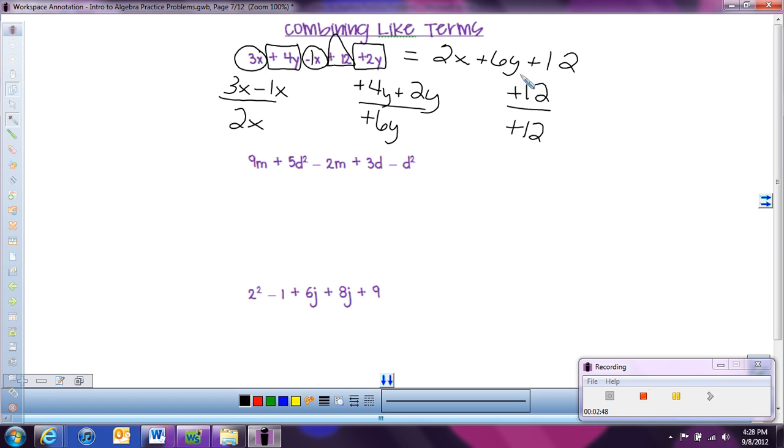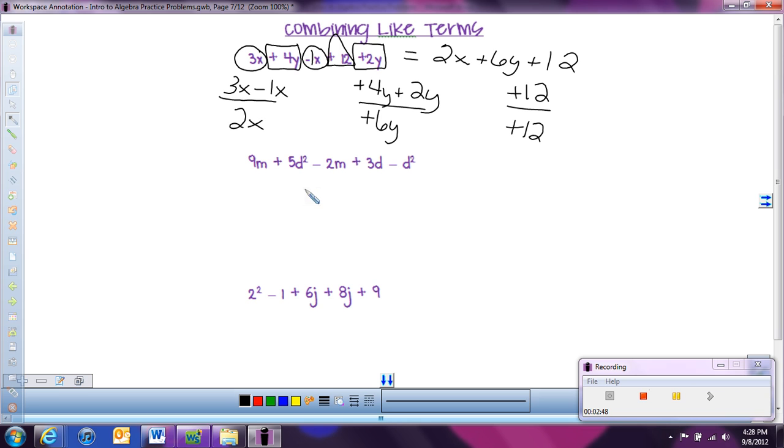When you write your final answer, you should always write it in alphabetical order. So you're going to start with A, B, C, D, E, F, G, and in that alphabetical order is what you're going to put your variables. So x comes before y. And then I always put my constants at the very end. So that's just one last step to double check when you write your answer that your variables are in alphabetical order and your constant is hanging out at the end.